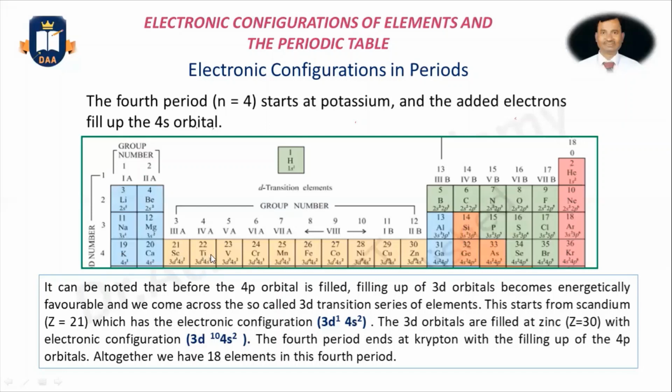Potassium, calcium, scandium, titanium, vanadium, chromium, and so on. And in this period, the last element is krypton. And you can see the last electronic configuration 4s2, 4p6, and obviously 3d10 is there. I'm talking about the outer shell configuration, which is 4s2, 4p6.